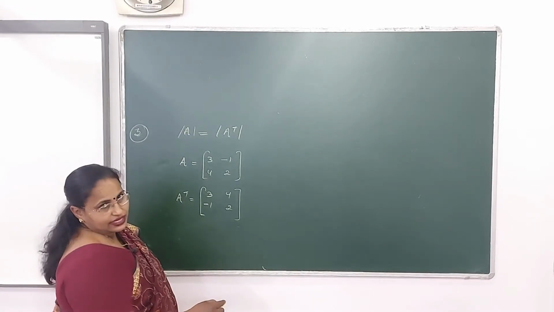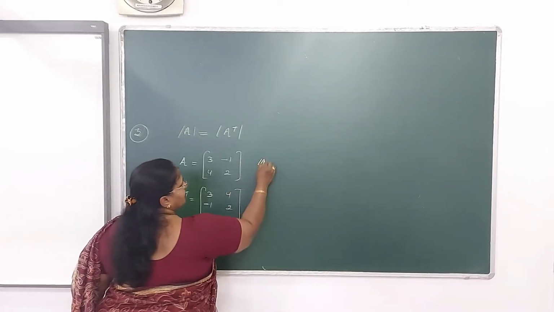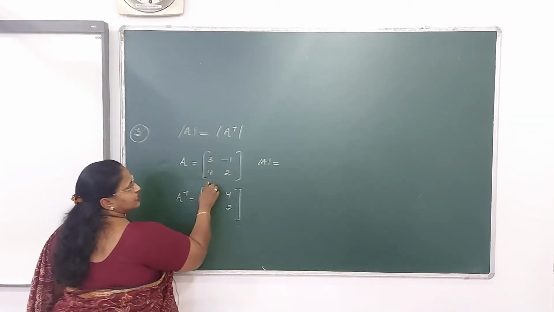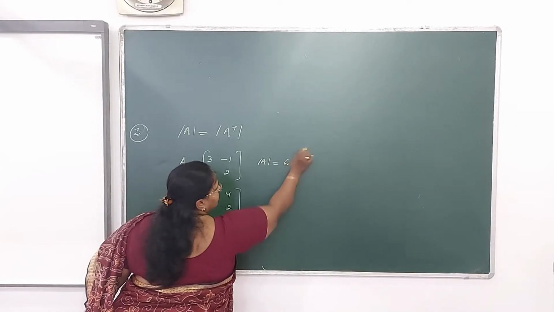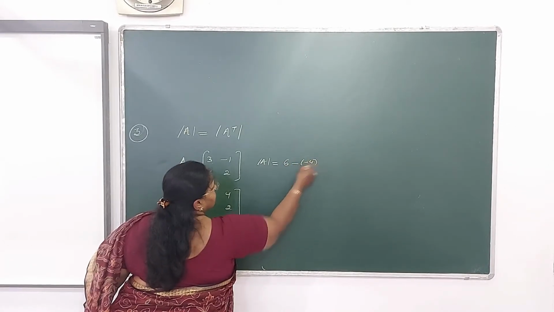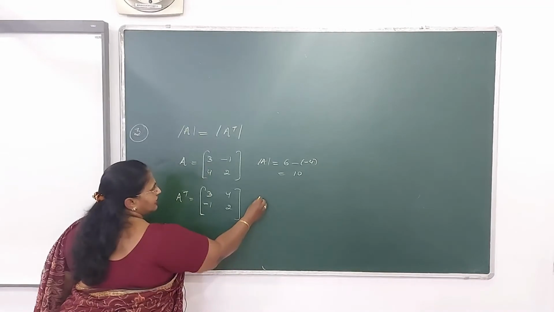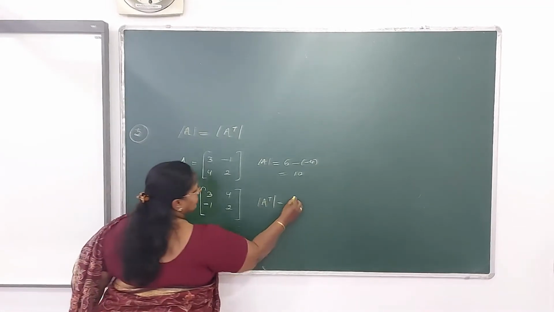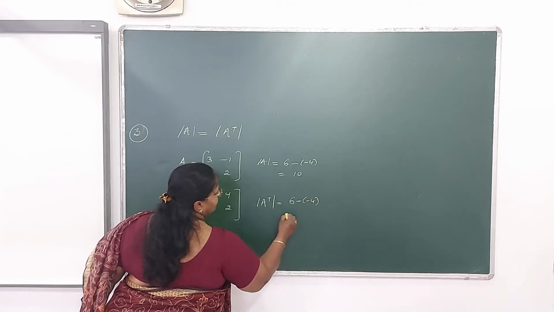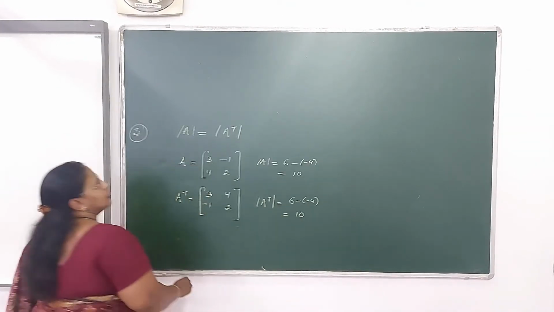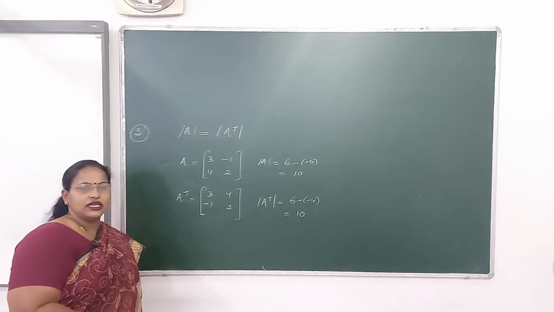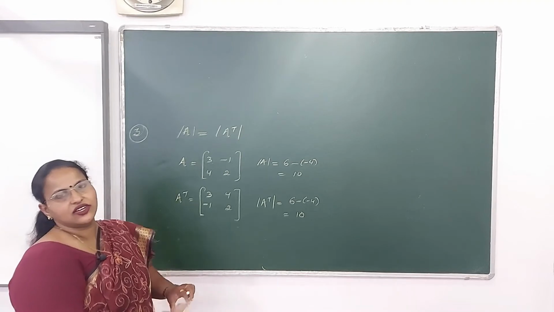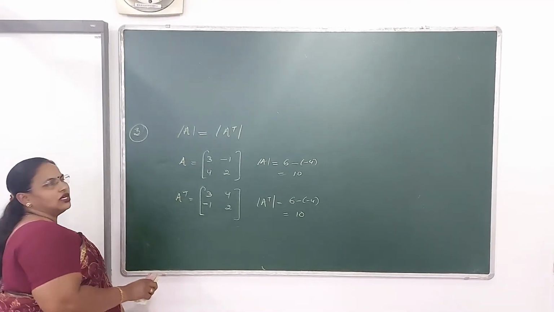Let us get the determinant value of the two. What will be the determinant of this matrix? Product of diagonal minus off diagonal element, 6 minus of minus 4, it's coming plus 10. Now let's see the determinant of its transpose. So get the transpose of this, it's 6 minus of minus 4, it's plus 10. So this is the property. Determinant of A is equal to determinant of its transpose. The third property.